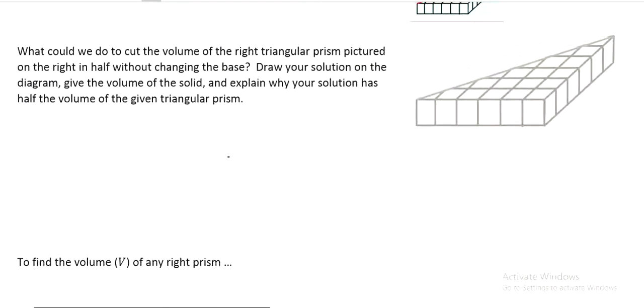What could we do to cut the volume of the right triangular prism pictured on the right in half without changing the base? Draw your solution on the right, give volume to the solid, and explain why your solution has half the volume of the given triangular prism. So what this is asking us to do is to go from our original volume of 18, and now they want only half of that. They want only 9 units cubed. So from 18 units cubed to 9 units cubed.